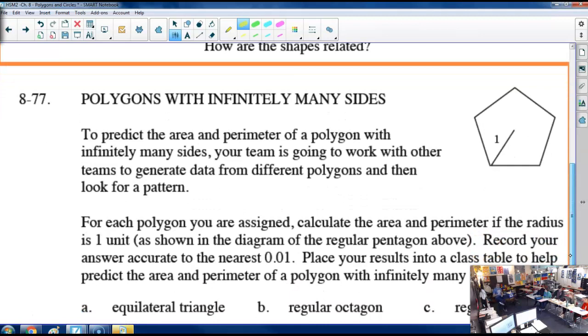So, we have a pentagon here. A 30-gon, isn't that very similar? Yeah, a 30-gon would be almost a circle, but not quite. It looks like a circle.